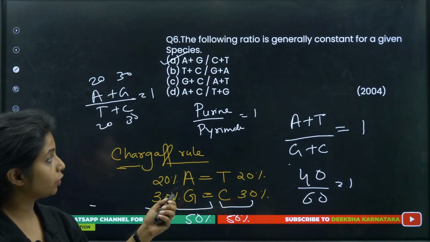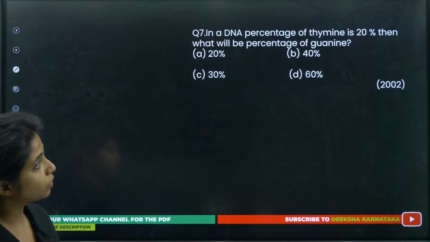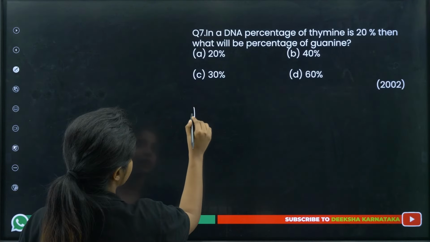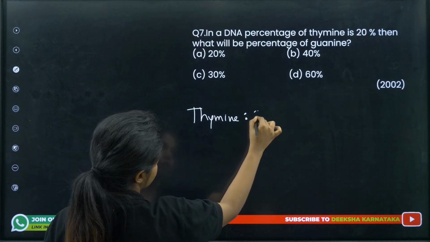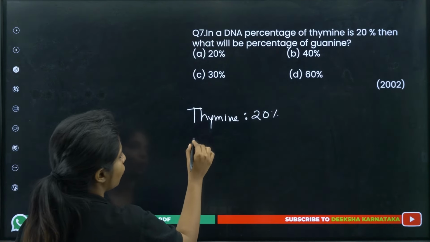Okay, question number 6. It is a 2004 question. In a DNA, the percentage of thymine is 20, then what will be the percentage of guanine? You tell me. If I am saying the percentage of thymine is 20, what will be the percentage of guanine?